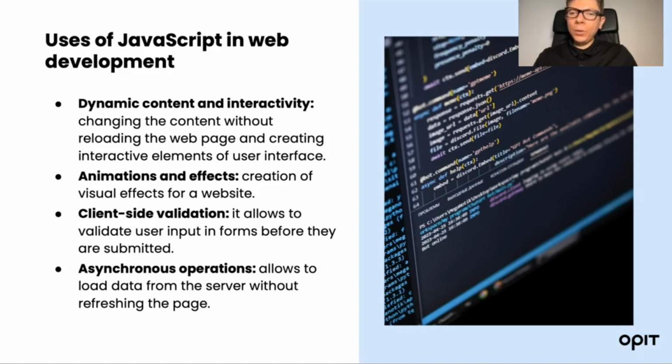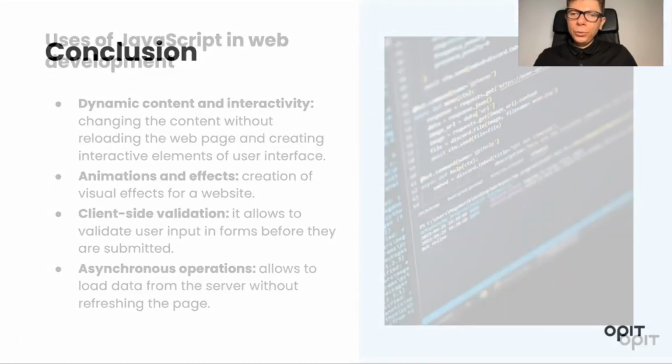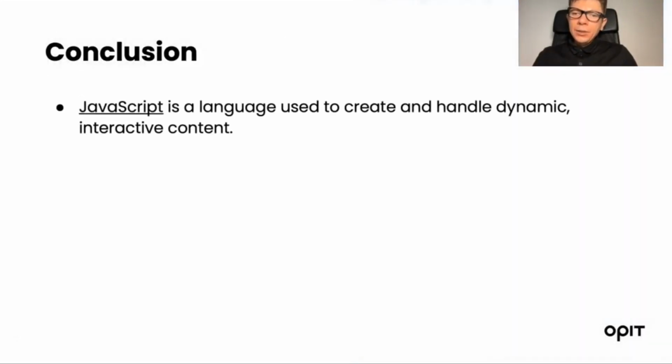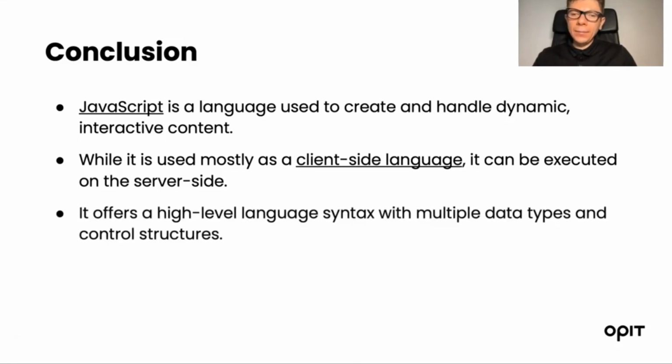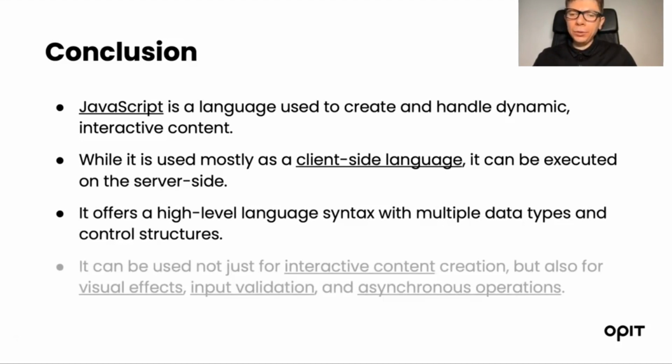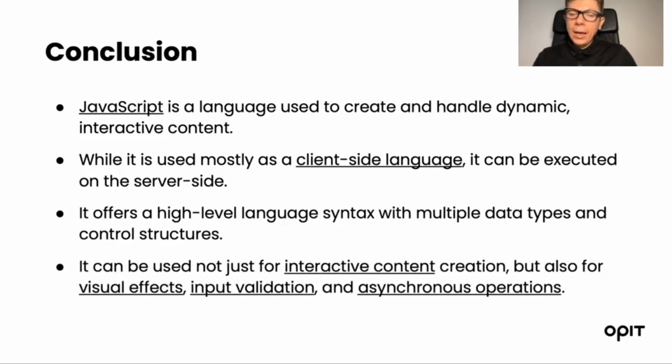So to summarize, JavaScript is a language used to create and handle dynamic interactive content, and it is used mostly as a client-side language, but it can also be executed on the server side. It offers a high-level language syntax with multiple data types and control structures. And it can be used not just for interactive content creation, but also for visual effects, input validation, and asynchronous operations.